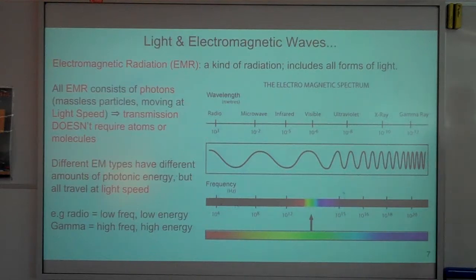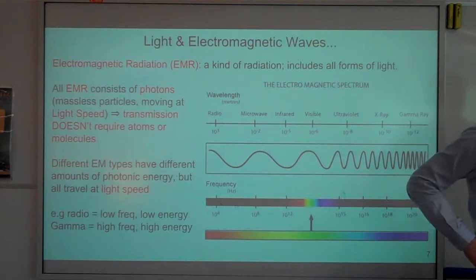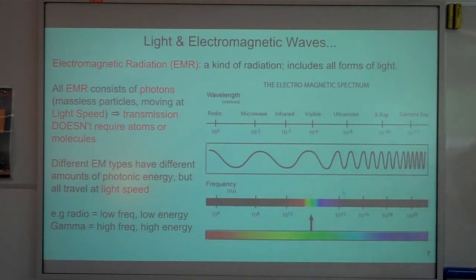What? It's in black and white. It doesn't matter. Still fill in ROYGBIV. Red, orange, yellow, green, blue, indigo, violet. White wave doesn't exist. Okay, stop.